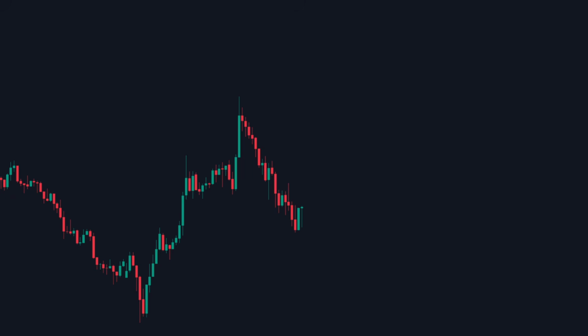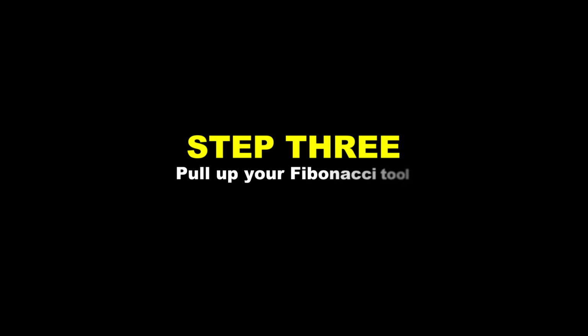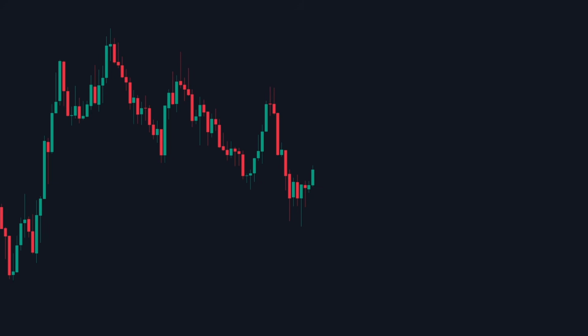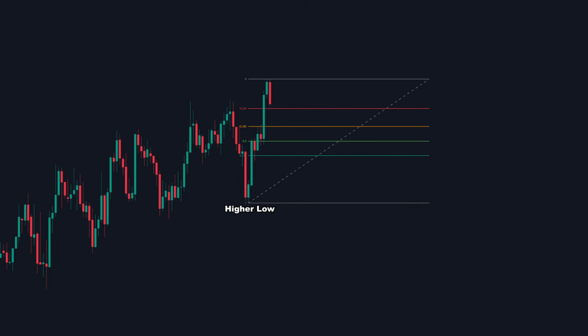Step 2. Wait for a break of structure. That's the moment price snaps the most recent swing point and signals that the trend is paused, not over. The break is your green light to start looking for a retracement entry. Step 3. Pull up your Fibonacci tool. In a downtrend, draw from the last lower high, all the way through the break, down to the start of the retracement. Same logic flipped in an uptrend.